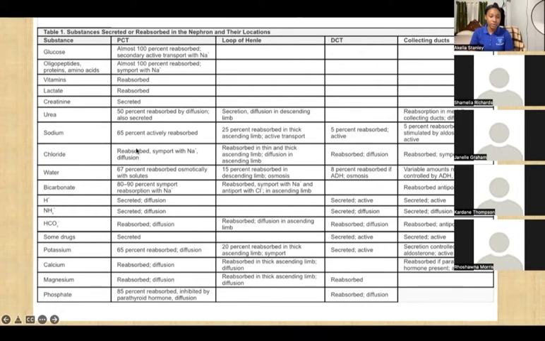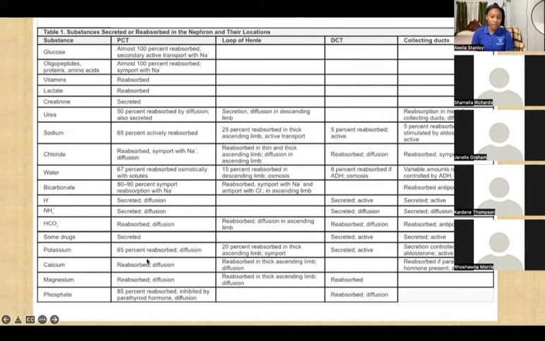Chloride is reabsorbed, symport with sodium ion and diffused. Water 67% is reabsorbed osmotically with solutes. Bicarbonate is reabsorbed and diffused, and 80% to 90% is symport reabsorbed with sodium ion. And potassium 65% is reabsorbed and diffused.